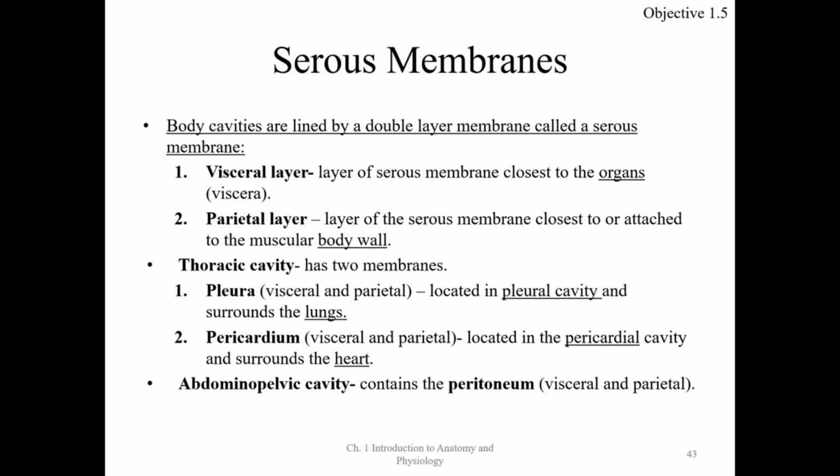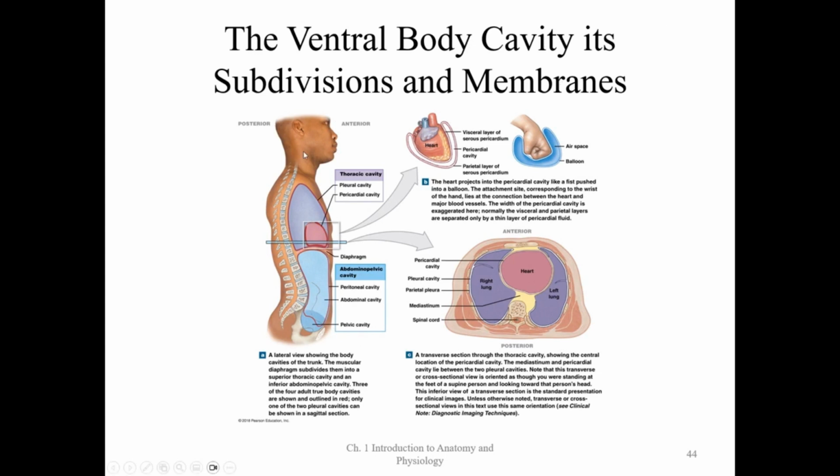Now, in the thoracic cavity, there are two membranes. There's a visceral and parietal layer. There is the pleura around the lungs and pericardium around the heart, both visceral and parietal. Abdominopelvic cavity contains the peritoneum. That's the only one they have there, okay? Now, there are other membranes like the omentum and stuff like that that's also associated to the gut, but they're not serous membranes, okay?